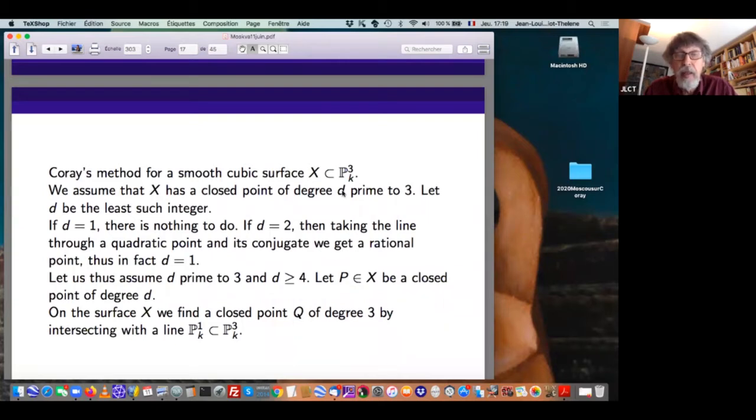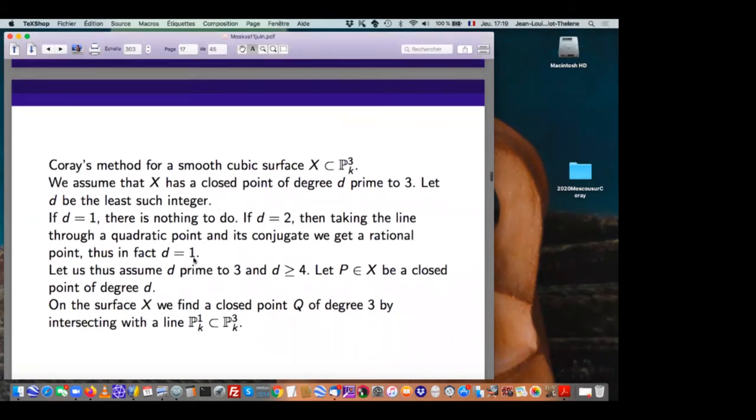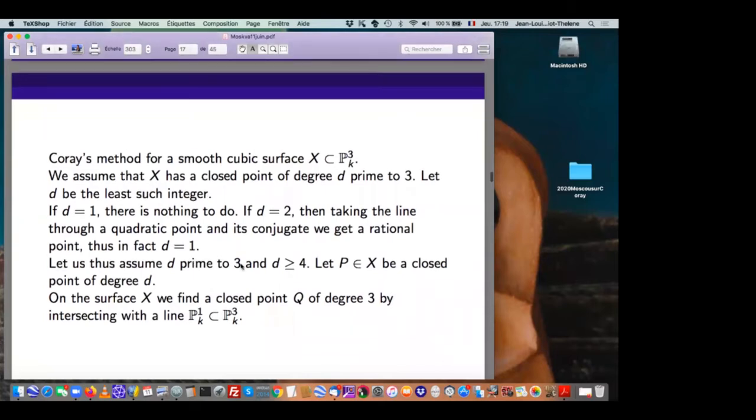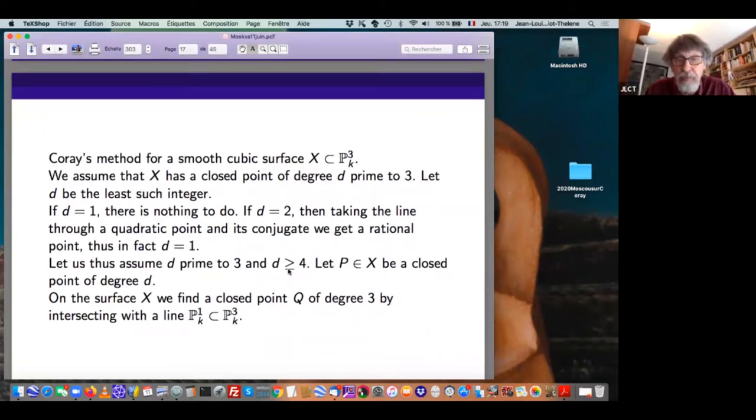If d is 1, we're happy, there's a rational point. If d is 2 on a cubic surface, we know very well how to find a rational point: conjugate the lines through the 2 points. You get a line over little k, and the third point of intersection is a rational point. So in fact, d is 1. So let's now assume that d is prime to 3, and that d is at least 4.